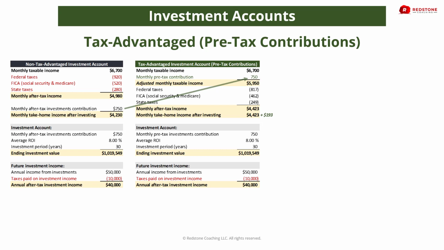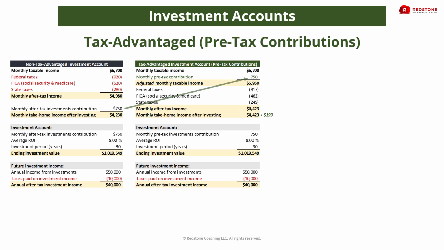$4,423. And because you're not investing after-tax dollars, your monthly after-tax income is going to be the same as your take-home income. So you're taking home $4,423, which is $193 more than before. And you've invested $750 still. So it's kind of like you just got $193 of tax benefit, which you did.